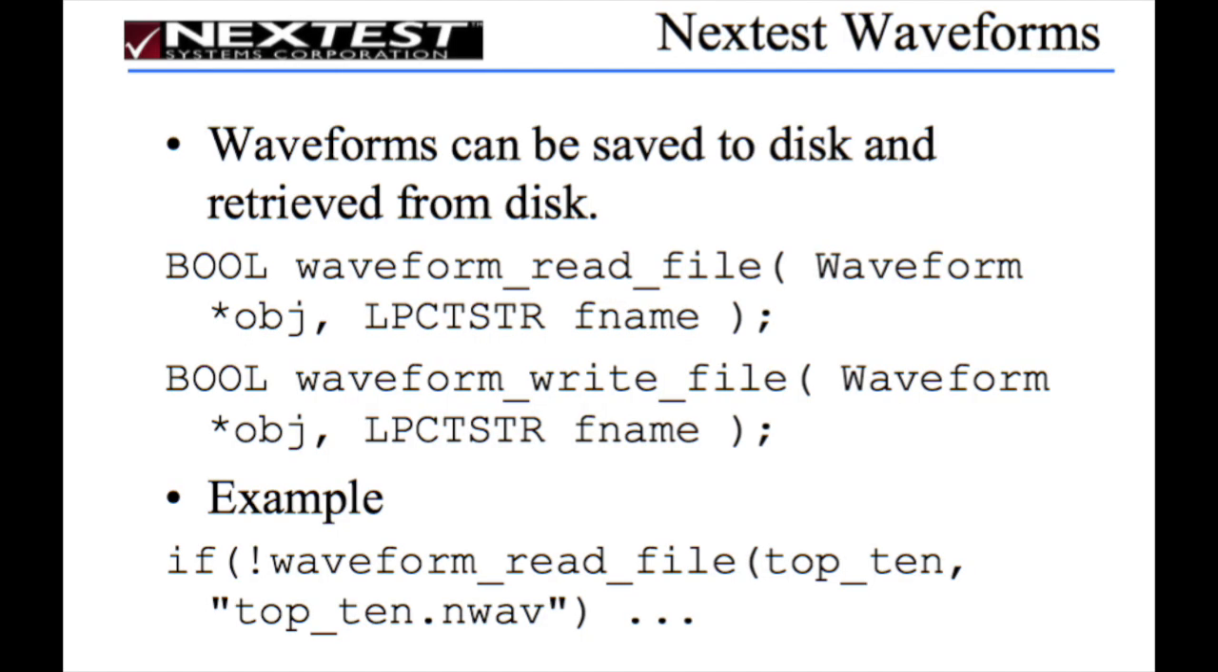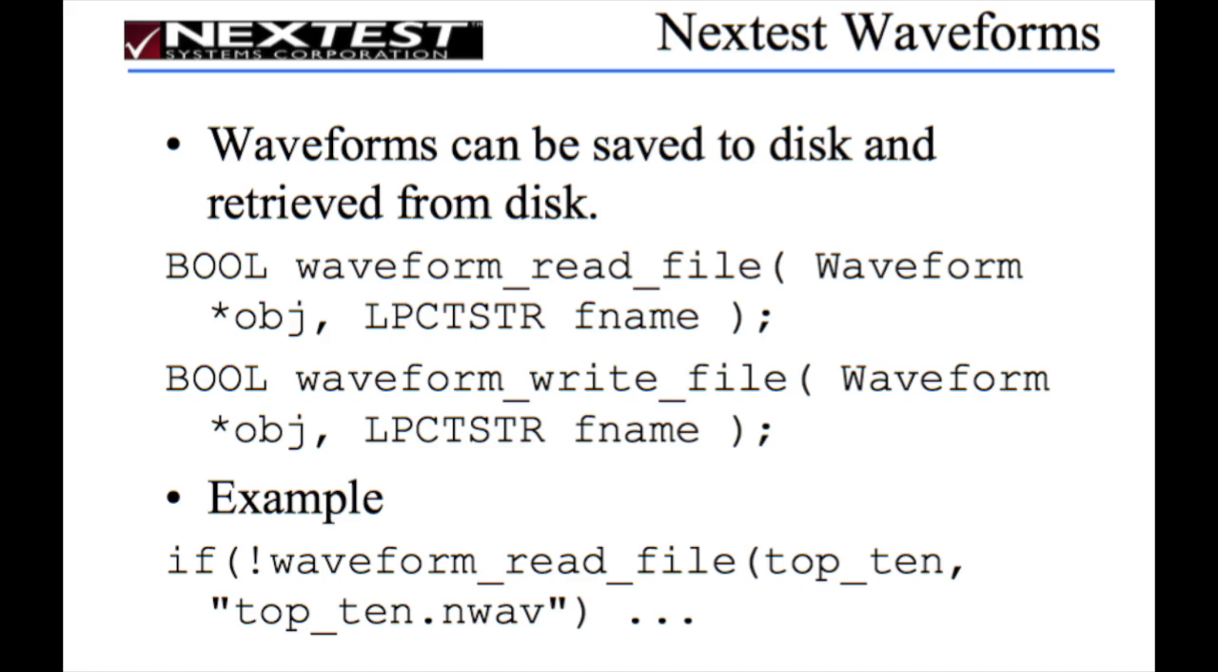Okay, now you can generate waveforms or you can save them. So once you generate a waveform, you can save it. Waveforms can be saved to disk and retrieved from disk. So there's a Boolean function called waveform read file and Boolean waveform write file. So then you can say if not waveform read file, blah, blah, blah, top 10 wave, N wave, it's called N wave for Nextest wave.